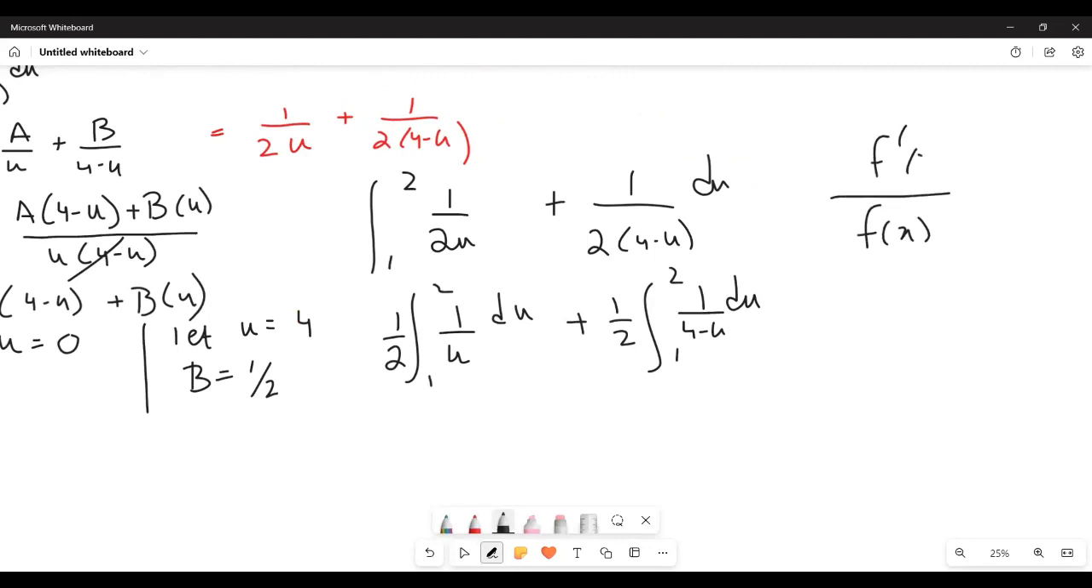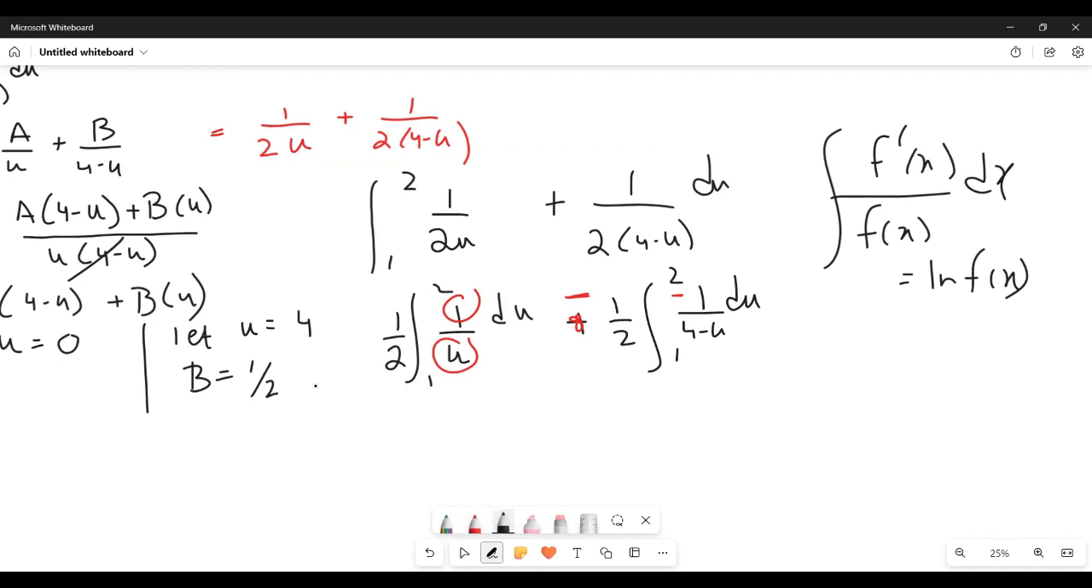Let's check. This would be equal to ln f(x). So the derivative of u is just 1, which is already there in the numerator. The derivative of 4 - u would be 0 - 1, which is -1. तो ऊपर -1 होना चाहिए, नहीं है. So we can fix that. हम यहाँ पे भी माइनस लिख लेते हैं और यहाँ पे भी माइनस लिख लेते हैं. The minus times minus actually becomes plus, so we haven't really changed anything about the expression.